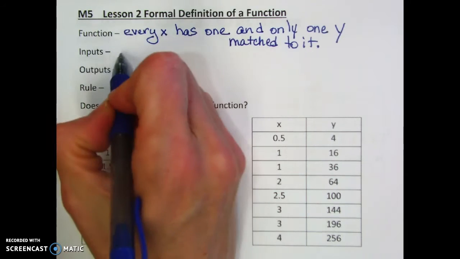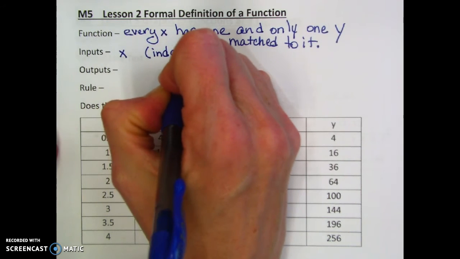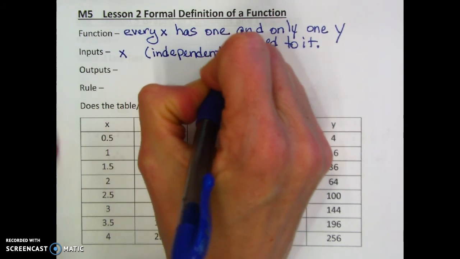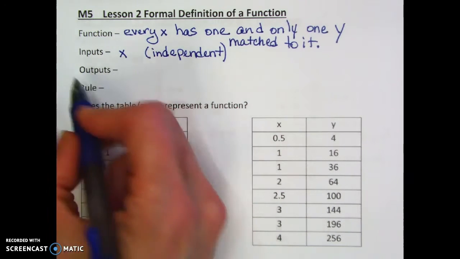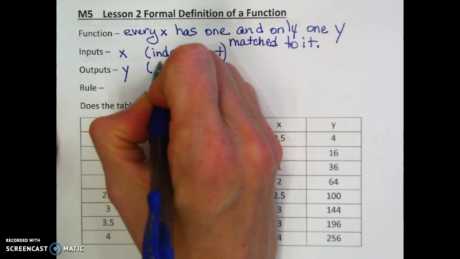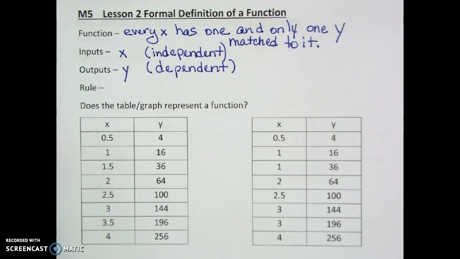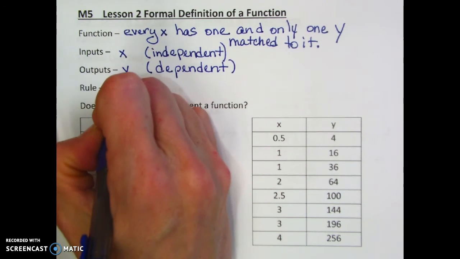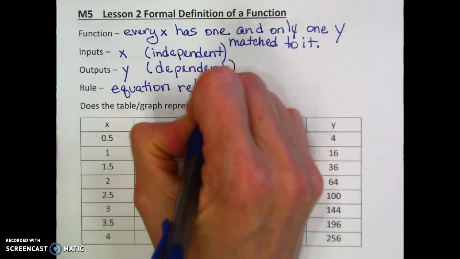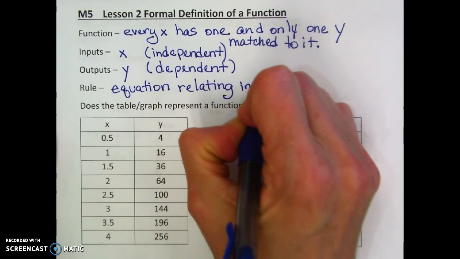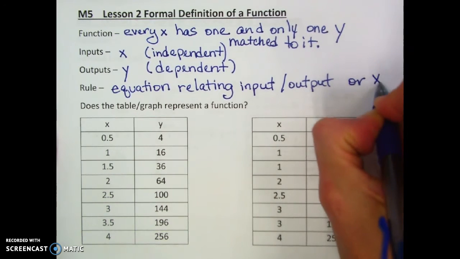Inputs are your x values, and they are also called our independent variable. We'll talk more about independent and dependent variables later, but I want to mention it now. Our outputs are our y values, and they are dependent variables. And the rule is the equation relating input and output, or x and y.